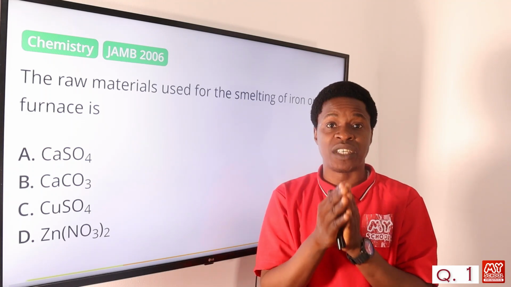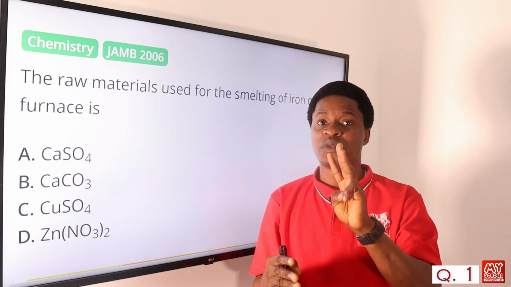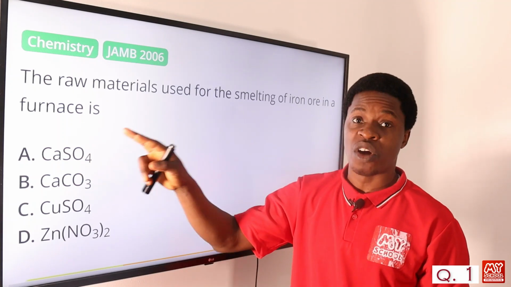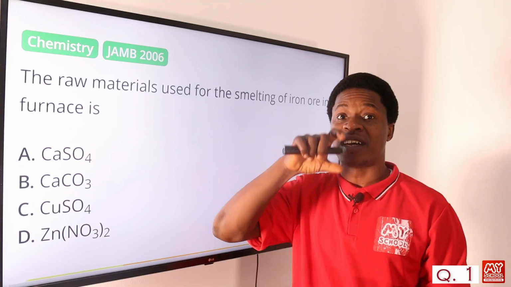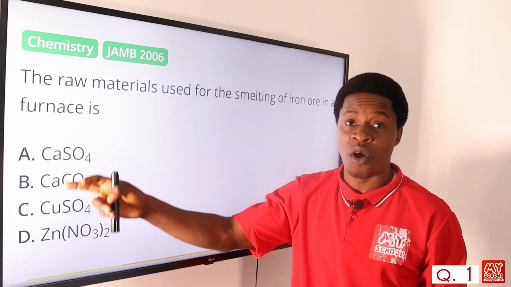And then thirdly, we have the coke, which is the source of carbon from the fossil fuel. So those 3 are what we have. If you look at the options, we have calcium sulfate, which is not one of the ones I just mentioned. When we talk about the iron ore, we are talking about the iron oxide. So we don't have iron ore here.